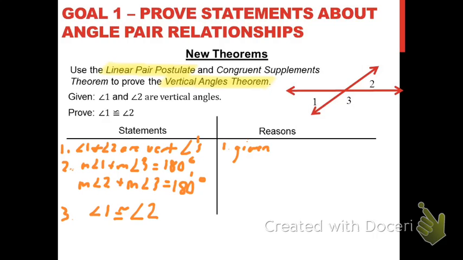And in fact, for your reason for statement 2, you can write one of two things. Ordinarily, I would just write linear pairs are supplementary, but it's the linear pair postulate that states that fact. So you can write the name of that postulate instead of just saying linear pairs are supplementary. Either is acceptable. All right, and then if angle 1 and angle 2 are both supplementary to angle 3, then they've got to be congruent to one another because of the congruent supplements theorem, right?